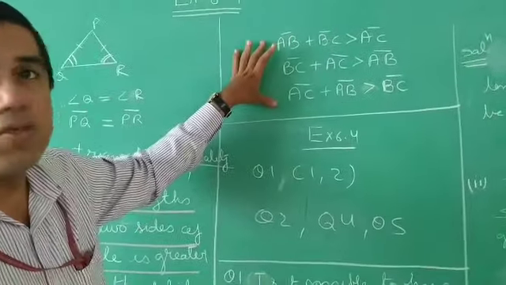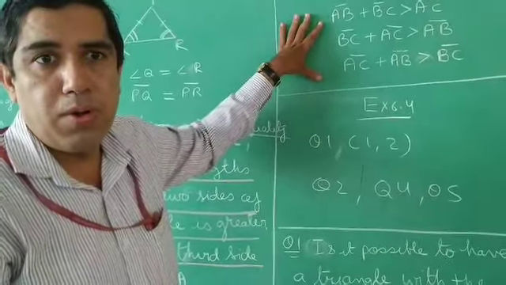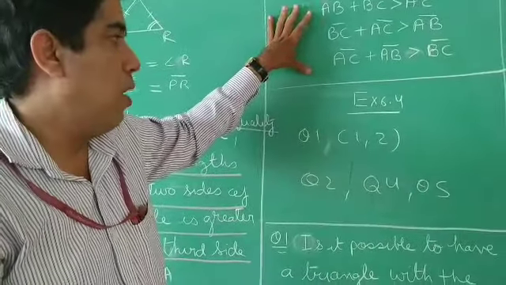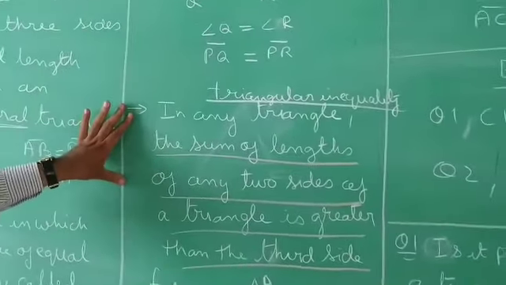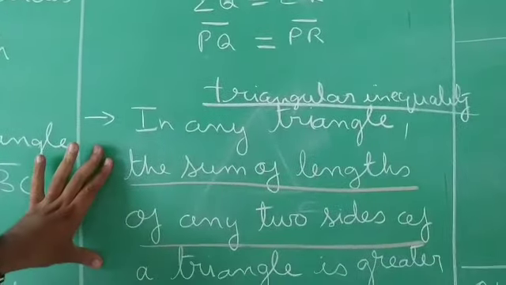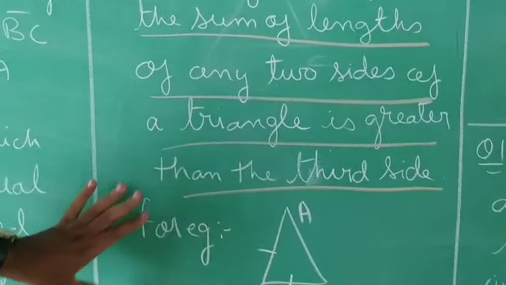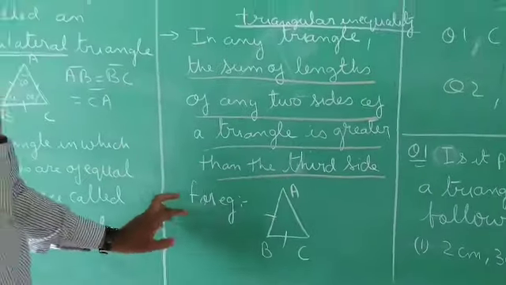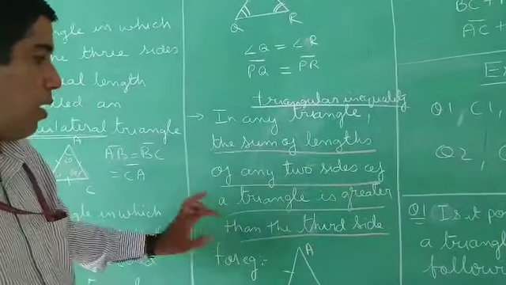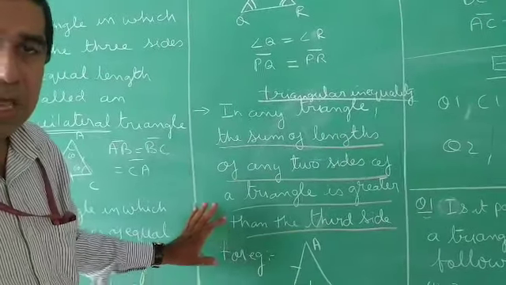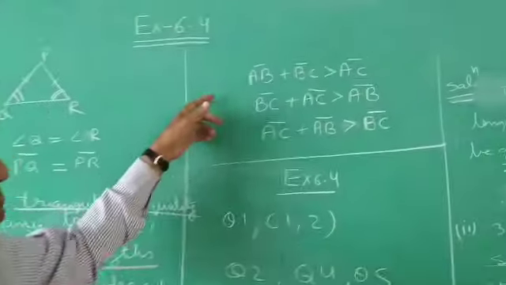We have to check this condition in all triangles. If this is yes, then only the triangle is possible to be drawn. Otherwise it is not possible. Let me repeat once again. This is called triangular inequality. In any triangle, the sum of two sides should be greater than the third side. If it is true, then only the triangle is possible to be drawn. It is always true in any triangle. If it is not true, then the triangle cannot be drawn. So you can see this condition has to be checked.